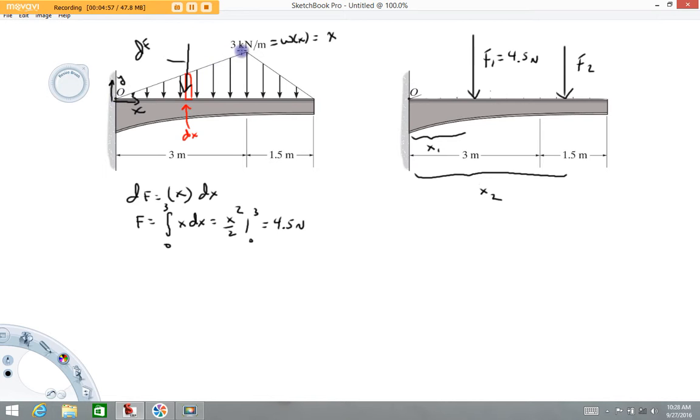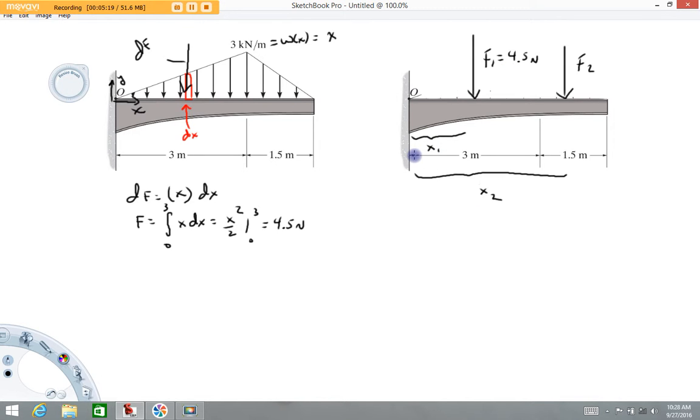The total force is found by the area bound under this curve. So in this example, although I set it up using a differential and integration, in future examples, I'll just take note that it's a triangular area. 1/2 base times height gives the magnitude of this force. All right, next, the other thing we've got to do is figure out where that force is applied.